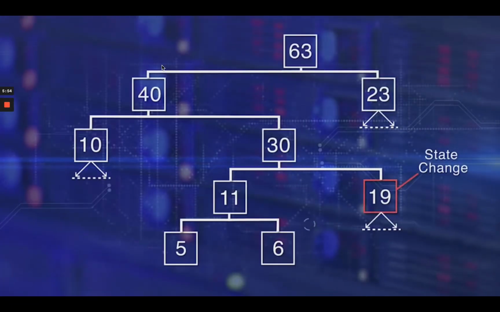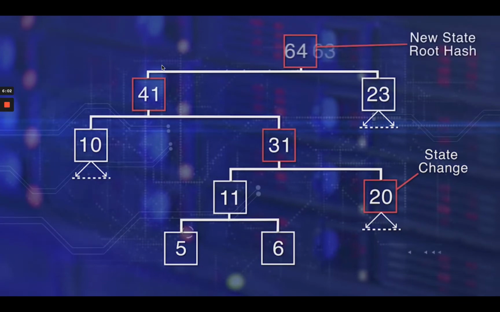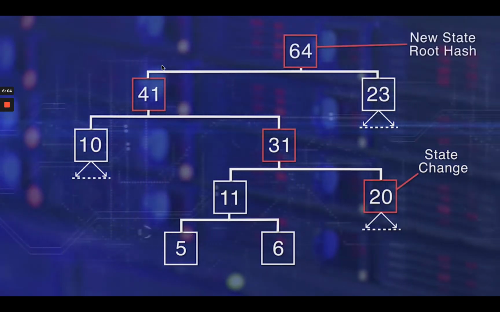Instead of computing hash for the entire set of states, only the affected path in the Merkle tree needs to be recomputed. When the state 19 is changed to 20, that results in the path including 31, 41, and the state root hash 64 to be recomputed.